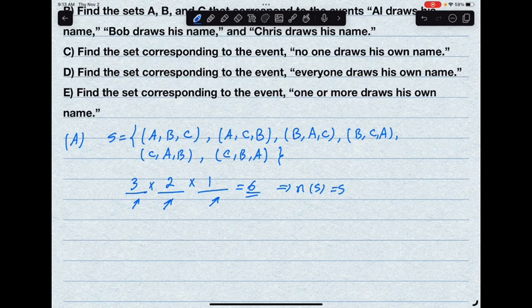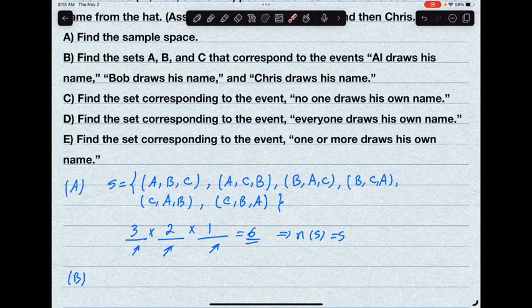That's for part B. Part B says find the sets A, B, and C. We're going to find 3 events, 3 sets corresponding to the events. Event A is Al draws his name, event B is Bob draws his name, and event C is Chris draws his name. So that's easy.